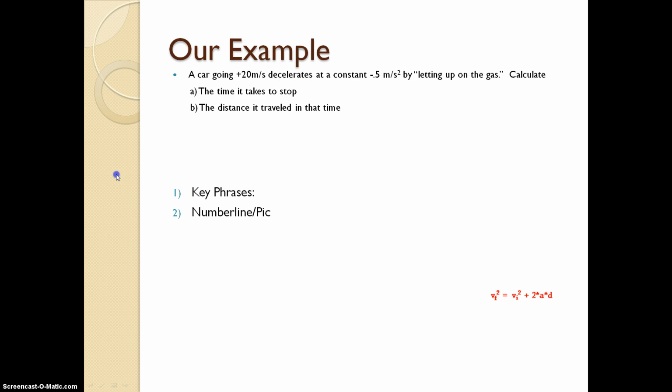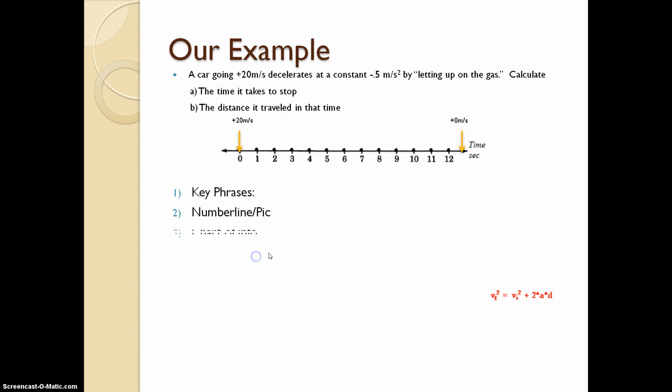Number line or picture, draw it out. Here's mine. Look at that. 0 to 12 in terms of seconds. I don't know if it ends at 12 seconds. That's because I'm going to write little arrows in. At the 0 second, at the first moment, it's going 20. And whatever time it takes to stop, I'm putting it outside the number line because I don't know what it is. The final velocity is going to be 0.